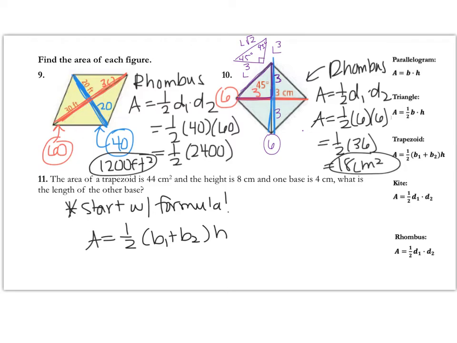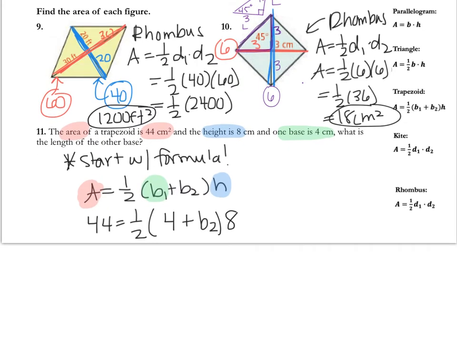The key is I know the area already. The area is 44, so that can go right in here. So we're going to get 44 is equal to 1/2, and then we're plugging in the other pieces that we do know. I know that the height is 8, so I can put that over on the end here. That the height is 8. And I know that one of the bases is 4, so I can plug that in there. And that tells me that this is 4. I don't know the other base, so I'm just going to leave that alone and call it B2.